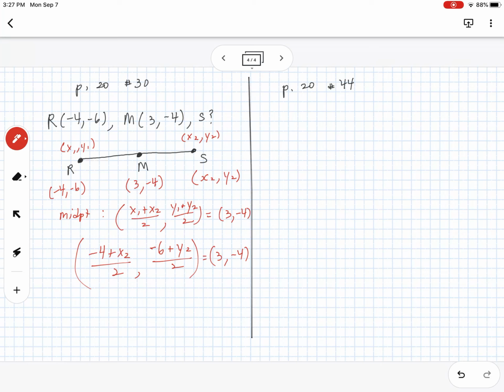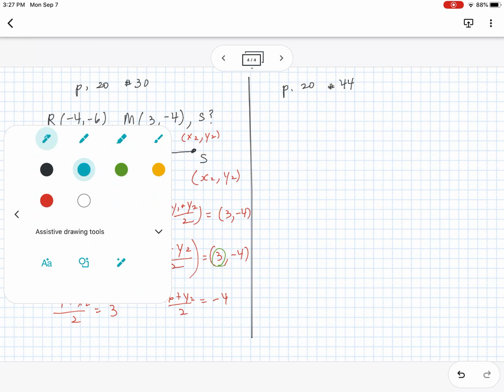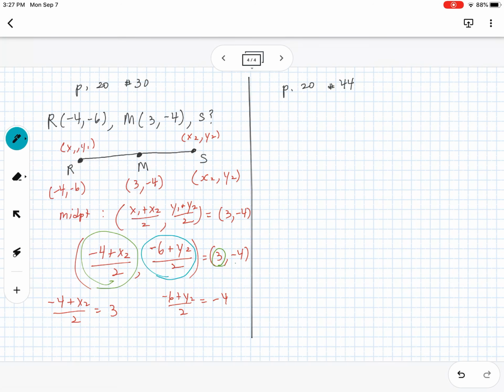And this can be broken up into two parts. So -4 plus x2 over 2 has to equal 3. And then -6 plus y2 over 2 has to equal -4. Right? So the way that I did that was I looked at my first term, I matched it up with the first term. I looked at my second term, and then I matched it up with my second term. Because they're in parentheses, and the first term has to be the x, the second term has to be the y.